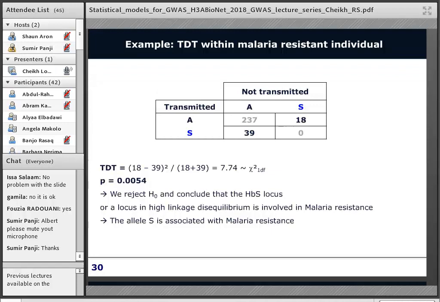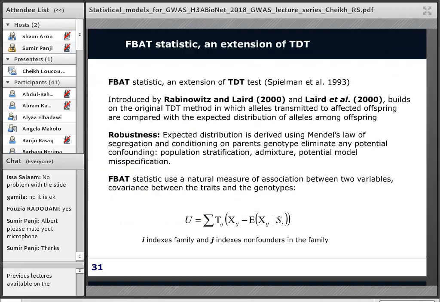This is an example. The same approach is used on a real data set concerning malaria-resistant individuals, where we tested the association of the sickle cell SNP with the disease. And here you can see that, most of the time, if we consider people having allele A and allele S, they transmitted allele S instead of allele A. It's 39, and the opposite, they transmitted capital A instead of allele S, it's 18. And here the chi-square is 7.74, corresponding to a p-value of 5 × 10⁻³. And this showed a significant association between the HBS locus and the malaria risk.